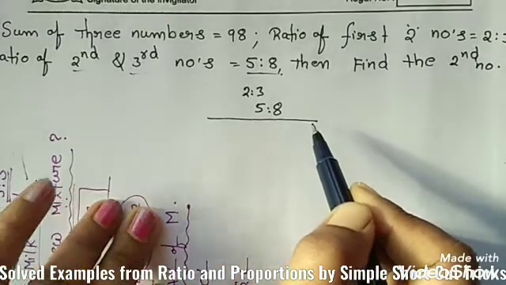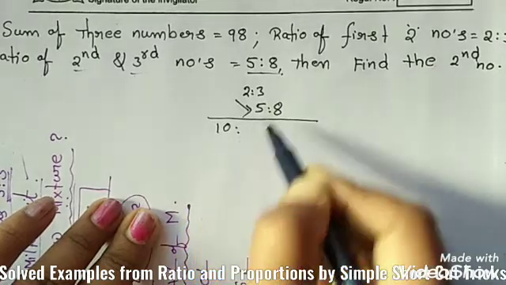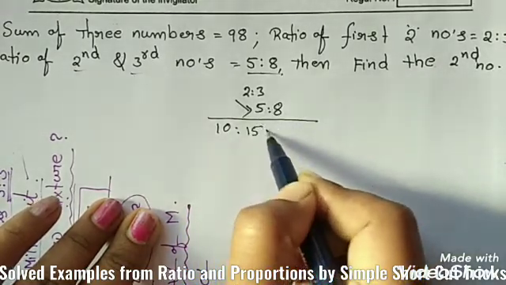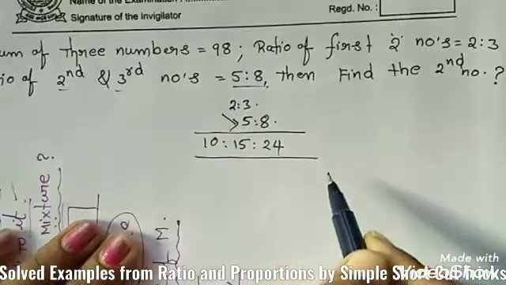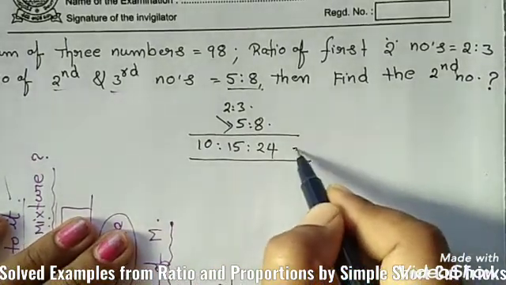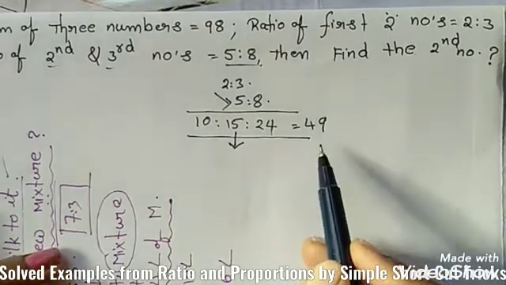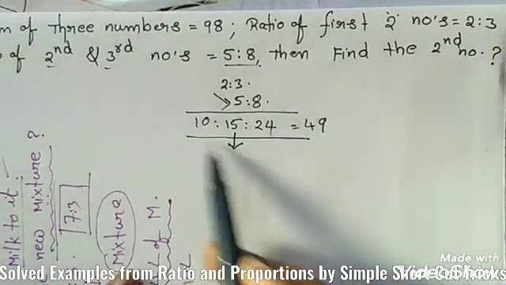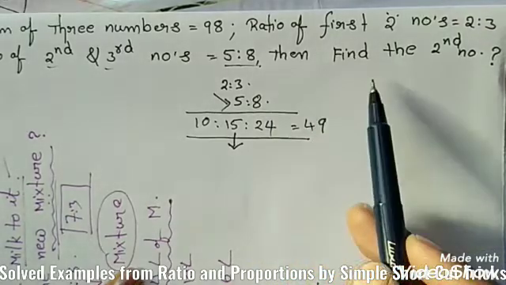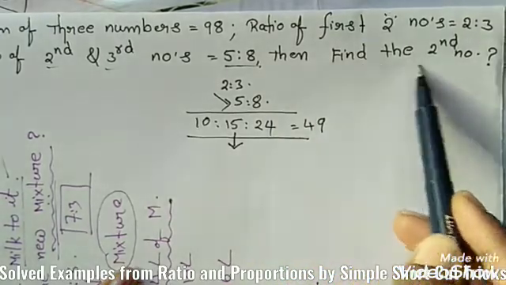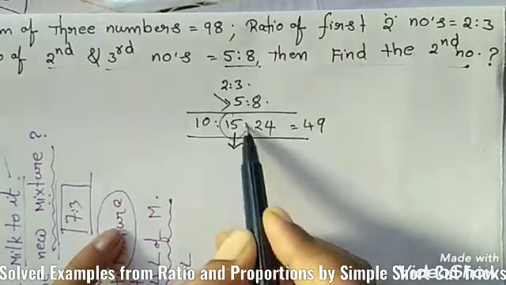Now as usual, here is the multiplication. 2 5s are 10, 3 5s are 15, 3 8s are 24. So the sum is 49. If you add these 3 numbers, you should get 49. Now the sum of these ratios is 49. To get the second number, you have to consider this 15.